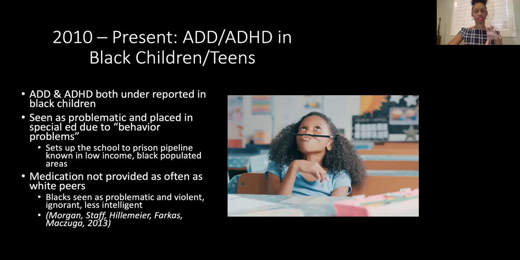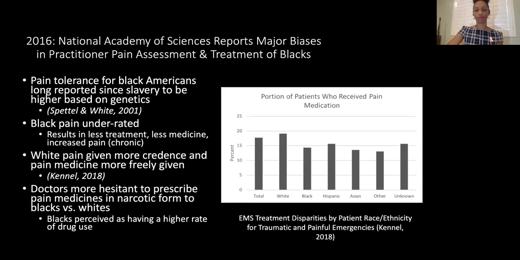So this is a long-standing problem and a huge disparity, particularly looking at the numbers of Black Americans in the prison system. So it's not that these kids are problematic or violent or less intelligent. It's that they're just not being treated for a medical problem because the medical community doesn't view them as having a problem, and they are undervalued.